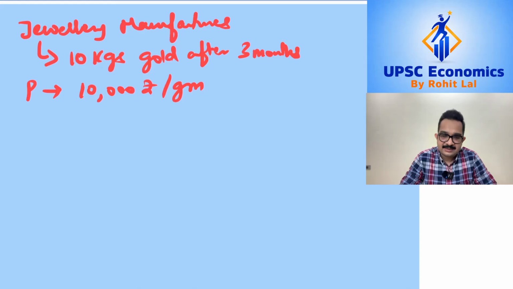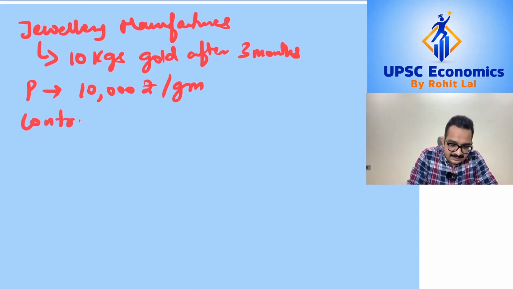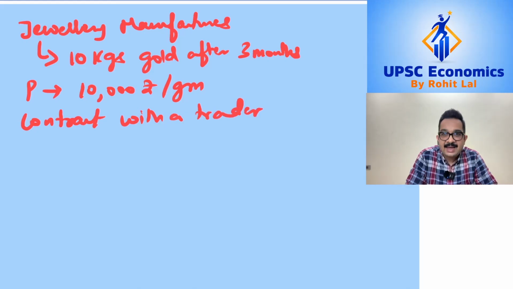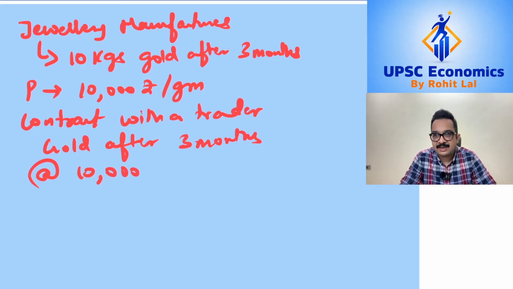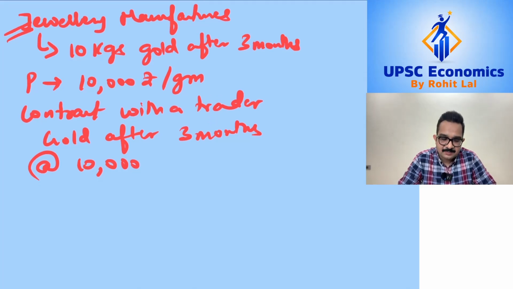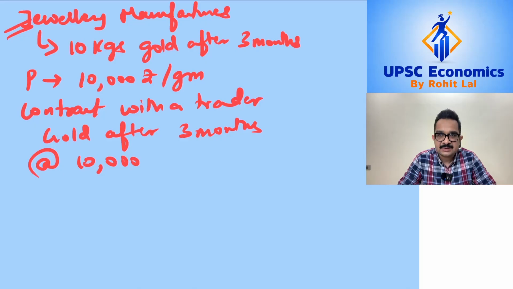So let's say he enters into a contract with a trader and the trader agrees to provide gold after 3 months at 10,000 rupees, as the rate is right now. So you could have a jewelry manufacturer entering into a contract, and through that contract he'll be assured that after 3 months he will get gold at 10,000 rupees per gram so that he can carry on with his business activities.